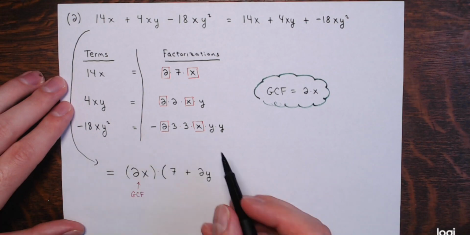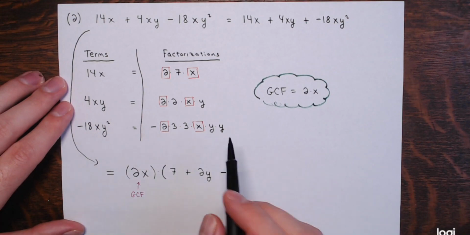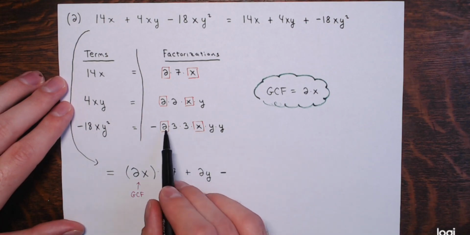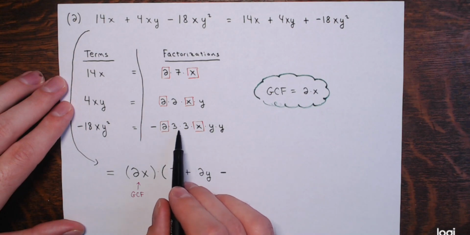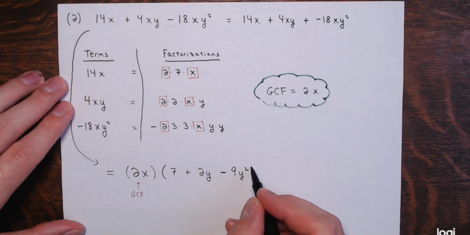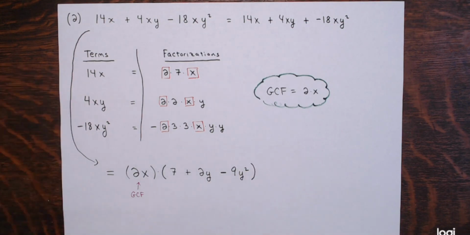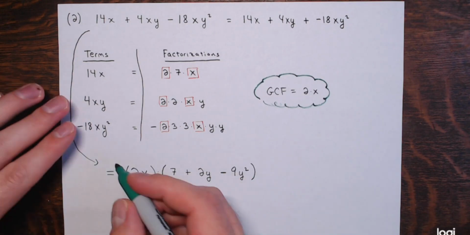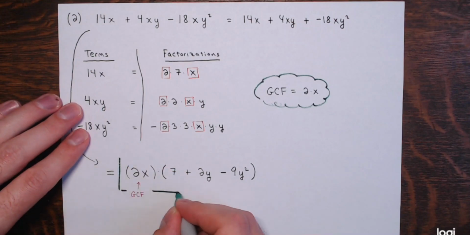And then minus, because the last term has a minus. If I remove the 2x, the GCF, from the last term, you have 3 times 3 times y, or 9y squared, when you multiply those out. And there we go. It's the greatest common factor multiplied by the quantity of the factors that remain in each term after I pull out the greatest common factor. And this is our final answer.